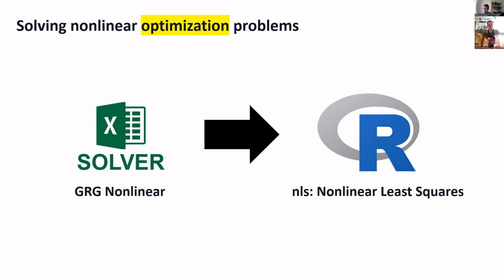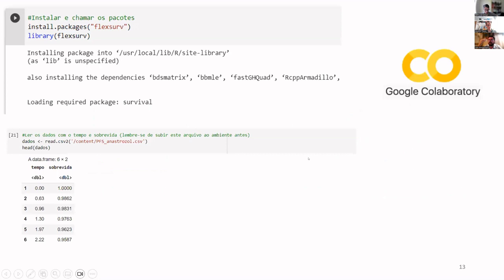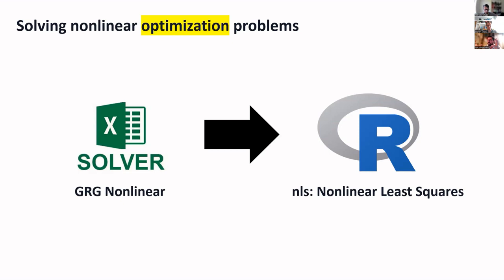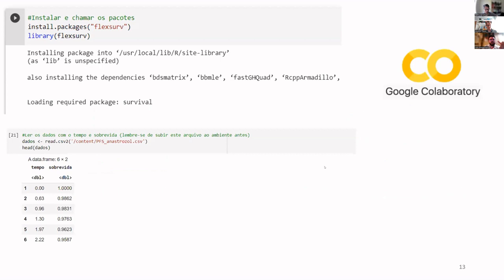So we tried to find a substitute for the Solver in our programming language. And we found the nls package, nonlinear least squares, that can deal with nonlinear problems based on optimization, trying to find the best parameters through iterations. So the next challenge was to build the functions in R to then use the nls package to optimize the parameters. We were working with Google Colab, which also runs R, which makes collaborative work very easy.